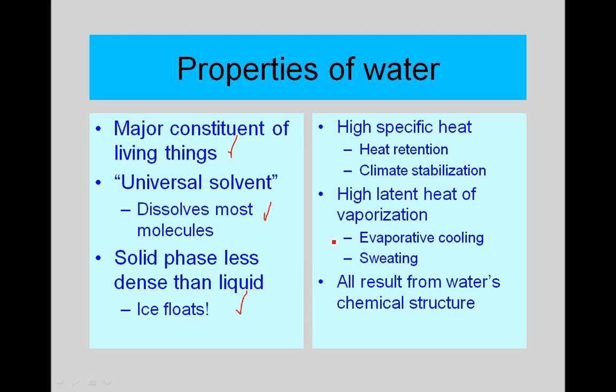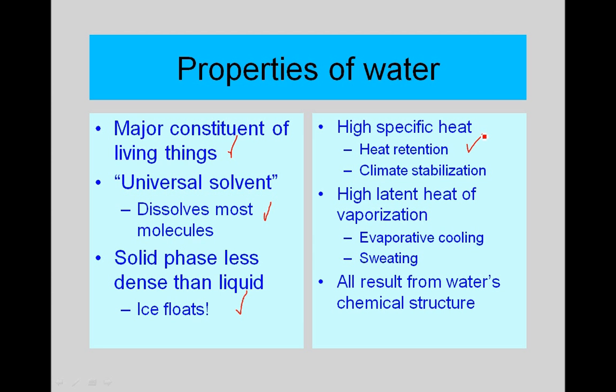One of the other things that we may not know about water is that it has a high specific heat. What this means is that it has heat retention. It can actually retain heat, and so this is great for climate stabilization. This is why you can live in an area like California, where it's near the water, and it's always cooler. It also has a high latent heat of vaporization.